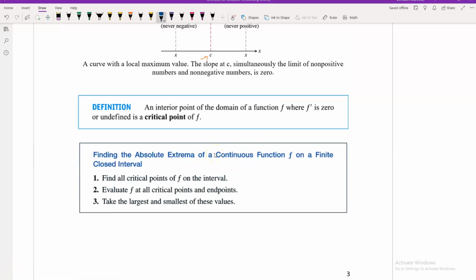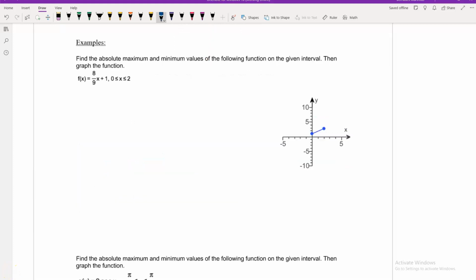Now here we have a definition: an interior point of the domain of a function f where f prime is 0 or undefined is a critical point of f. To find the absolute extrema of a continuous function f on a finite closed interval, here we have steps. Step 1, find all critical points of f on the interval. Step 2, evaluate f at all critical points and endpoints. And step 3, take the largest and smallest of these values.